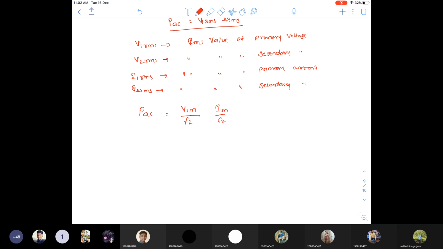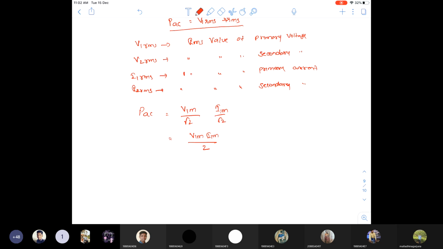Here 1 indicates primary peak voltage and primary peak current. In the series-fed class A, there was no primary and secondary, only one standard, so we wrote V1, VM, IM. Here, since there is a primary and secondary, we indicate V1 with the letter 1 or 2. So this is V1M I1M by 2.